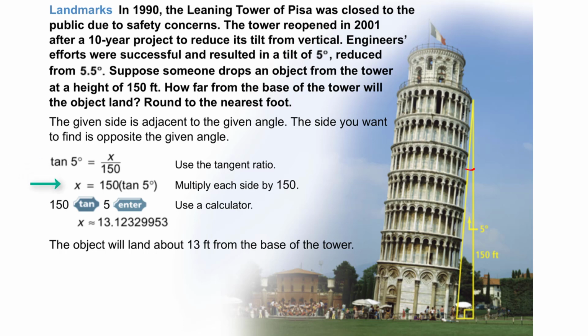So x equals 150 times the tangent of 5 degrees, and we can use a calculator to evaluate the tangent of 5 and find that x is approximately equal to 13.12. We can now state the object will land about 13 feet from the base of the tower.